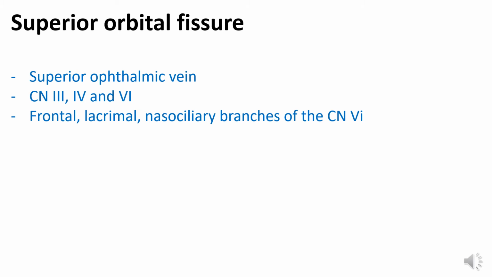Now taking a look at the superior orbital fissure. The structures that pass through the superior orbital fissure include the superior ophthalmic vein, cranial nerves 3, 4, and 6, and the frontal, lacrimal, and nasociliary branches of cranial nerve 5, the trigeminal nerve, and the first branch, in other words the ophthalmic branch. Please note this is found in the middle cranial fossa, and the cranial bone involved is the sphenoid bone.